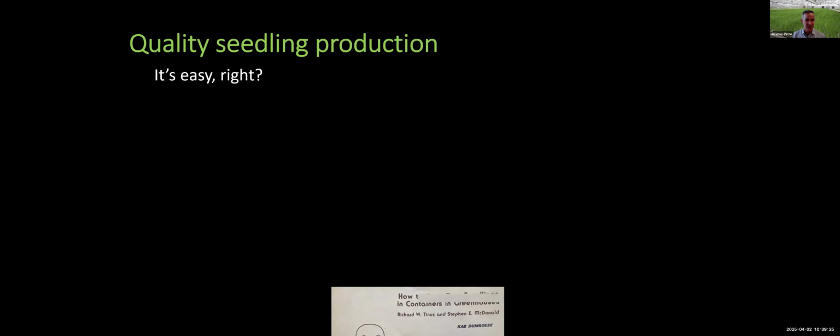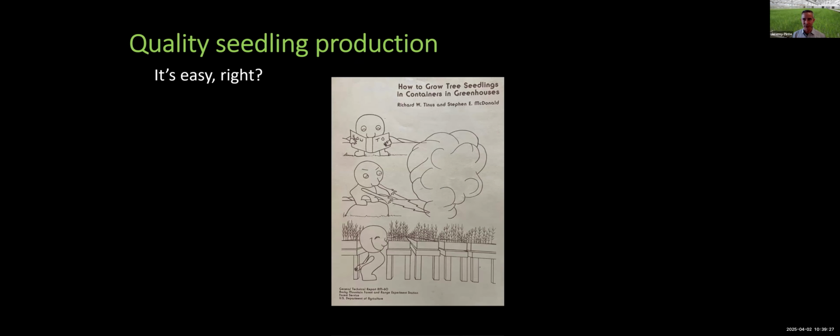It's easy to do, right? You just get some seed, water them, provide some fertilizer. Maybe you read a manual or two and just blammo, all of a sudden you've got good high quality seedlings ready to go in the ground. I think that's kind of always been the joke. And this is the cover of a nursery manual from 1979. So this kind of joke has been around for a while.